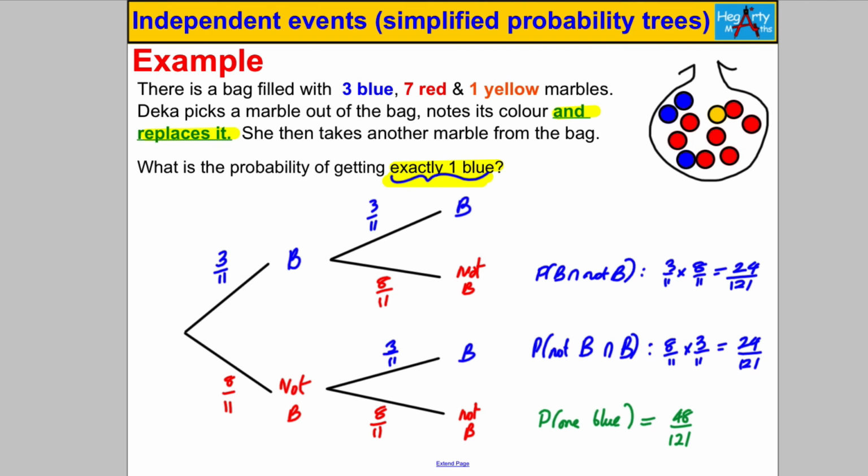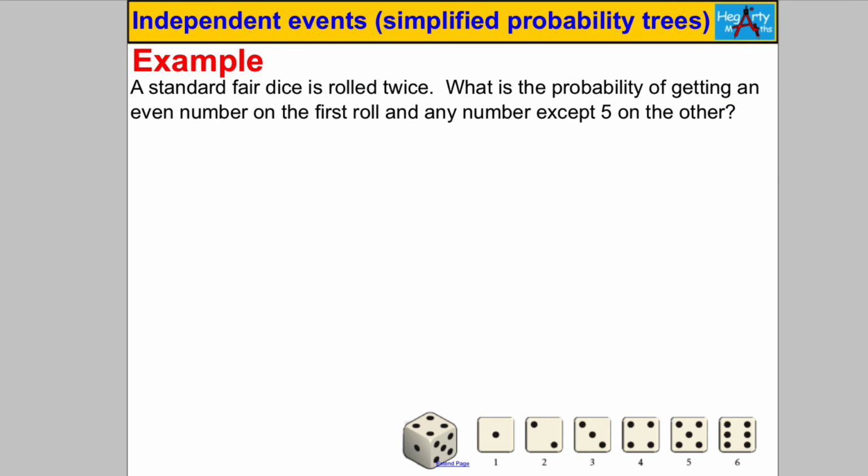And that's way easier than if we considered the case of red and yellow. We would have had so many branches. Here it was nice and easy for us. Okay, let's try another question. Pause the video, have a go.